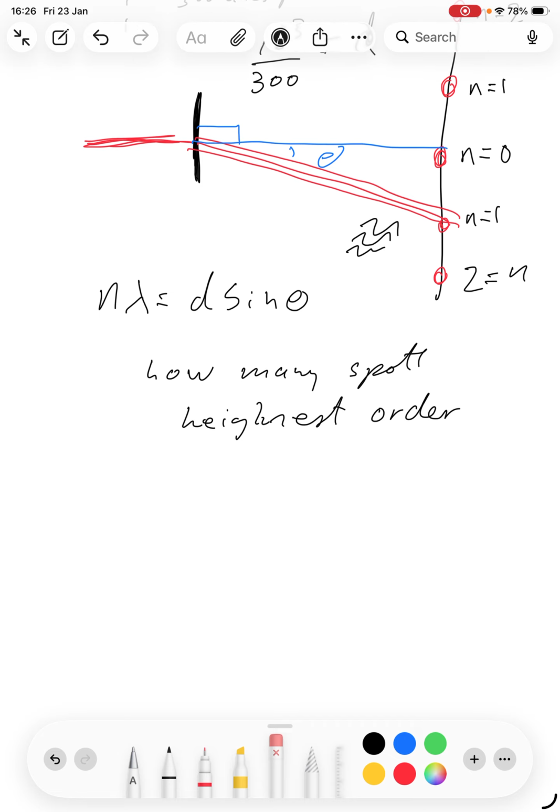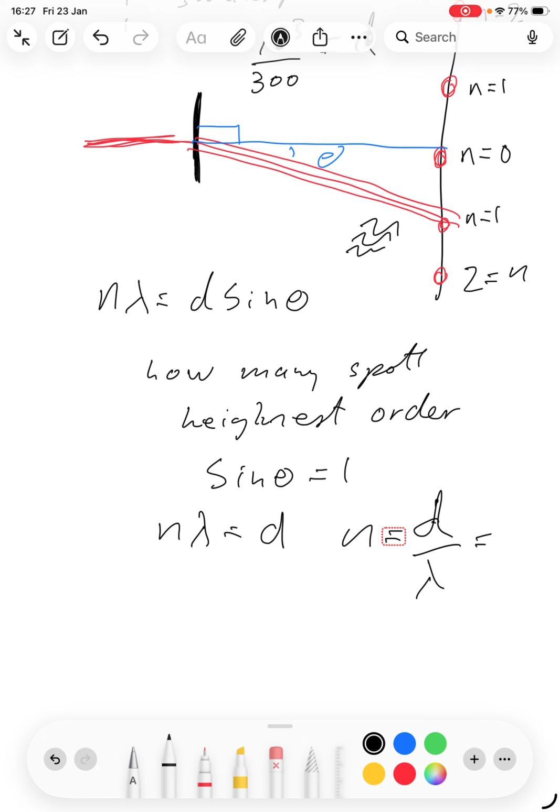So if we want to know the maximum value, this keeps cropping up a lot, so clearly something we need to know. The maximum value that sine theta can have is 1. Actually, it's not the last thing, it's nearly the last thing. So that solves that one. So we've now got n lambda equals d. So n is d over lambda. And we might get some kind of decimal, like 3.8. We would then round down to the nearest whole number because we've said that 3.8 is the max value, but it has to be an integer, so n is 3.